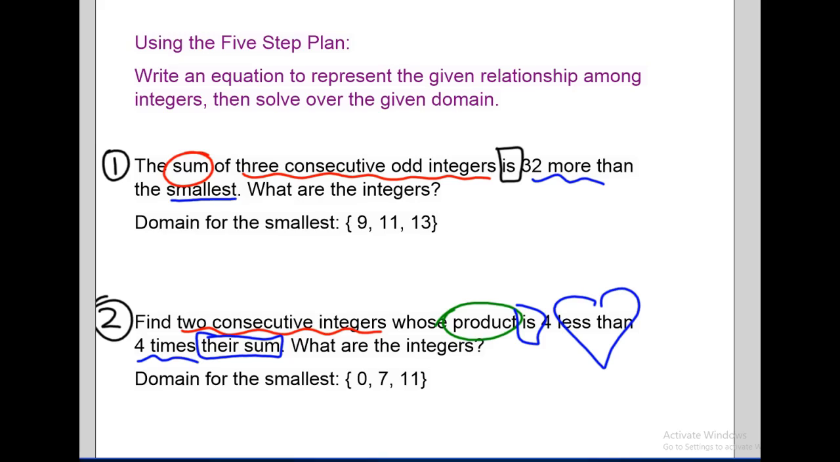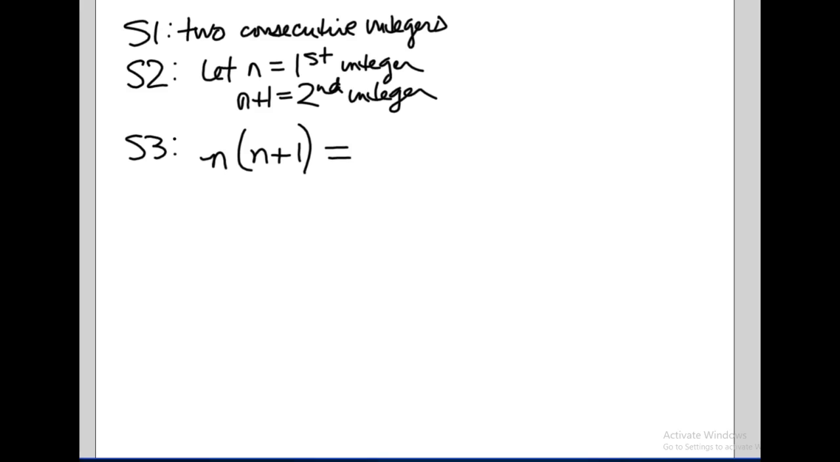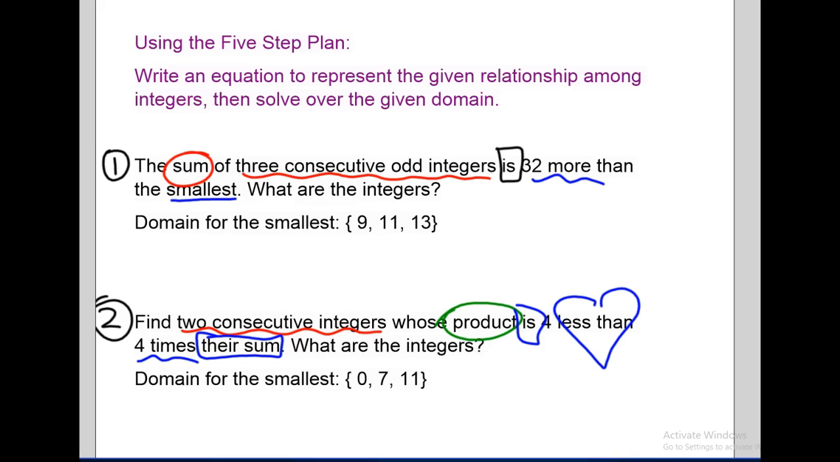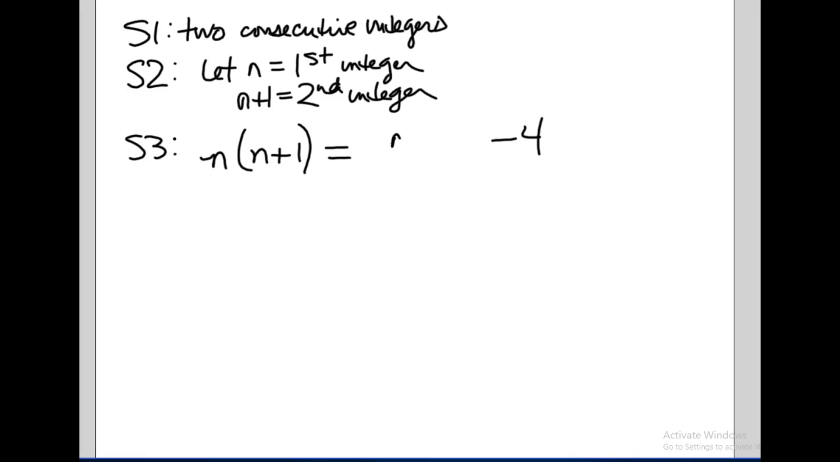Now, why did Mrs. Burton put a heart around less than? Yeah, order matters with subtraction. So I know we're going to have minus 4 somewhere, and then 4 times their sum. Well, their sum means we're going to add them together. So we've got n plus 1, and we need 4 times that. Does that make sense? Okay? Two consecutive integers whose product is 4 less than 4 times their sum.